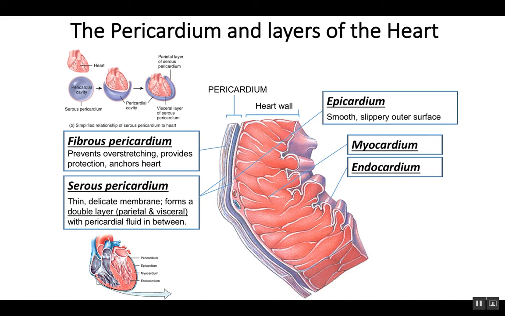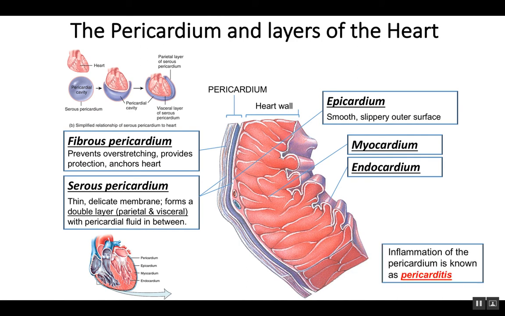Inflammation of these layers is called pericarditis. If it was just inflammation of the endocardium, it's endocarditis. If it's just inflammation of the muscle, it's myocarditis, which can occur. Bacterial infections can infect these layers, viral infections, and obviously infection of the heart is a very dangerous situation. So any form of inflammation typically ends in an itis. So inflammation of the pericardium is pericarditis.